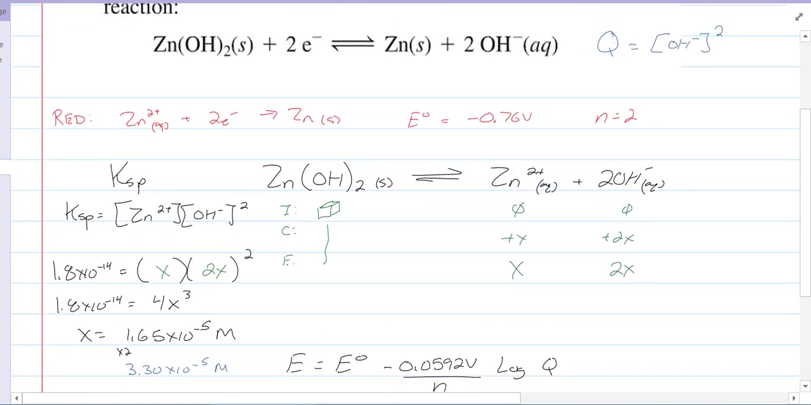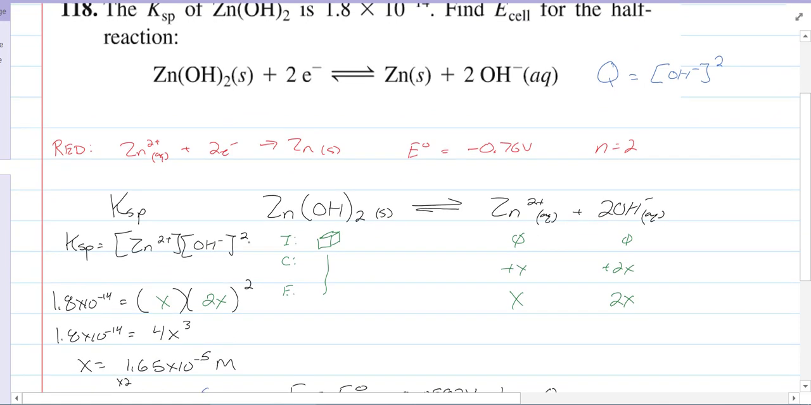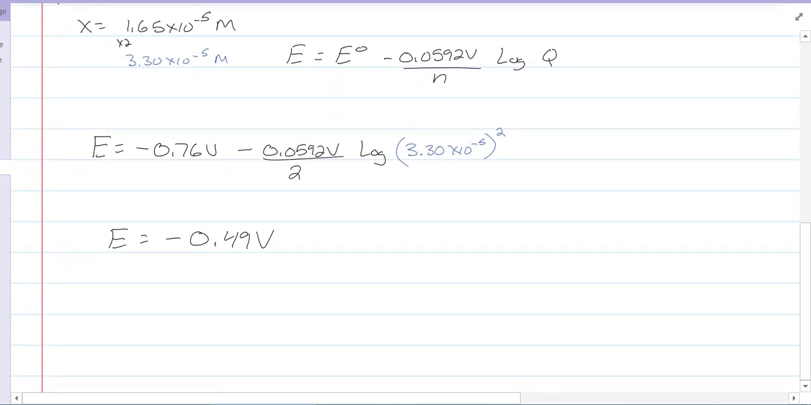Recap. I found the zinc redox reaction, found the standard redox reaction, did the Ksp, put it into the Nernst equation with the reaction given, and got a voltage.